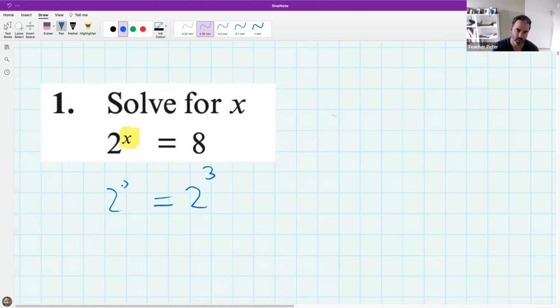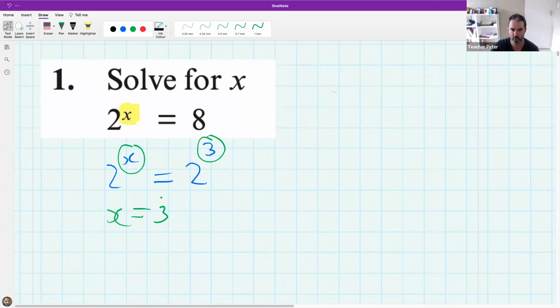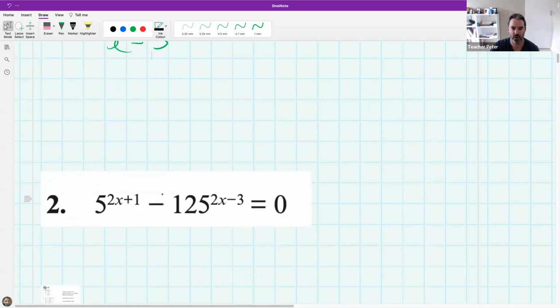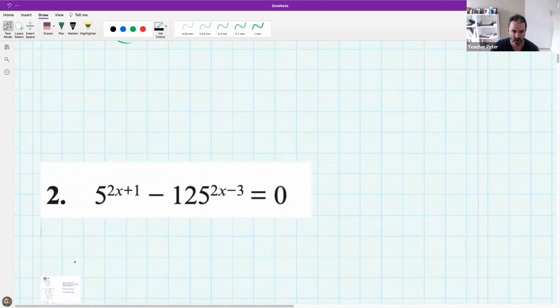I think you guys have all realized that if you make 8 2 to the power of 3, then you can clearly see that x must be equal to 3. Okay, so that's a simple exponential equation where we make sure the bases are the same to allow us to find the answer. All good. Let's go to a question like this, which is a little bit harder.